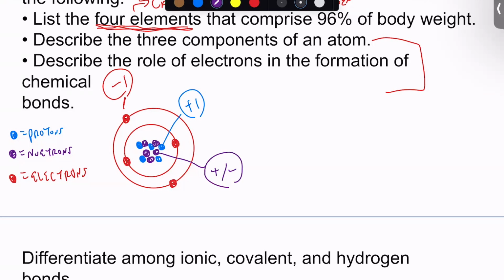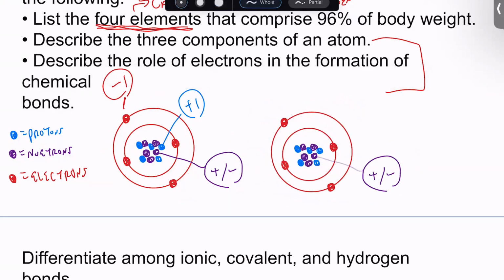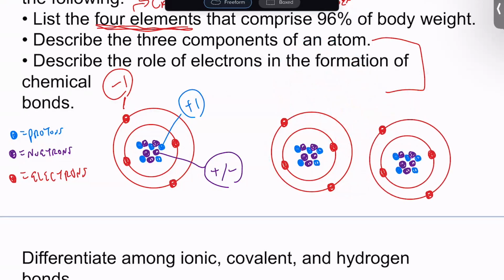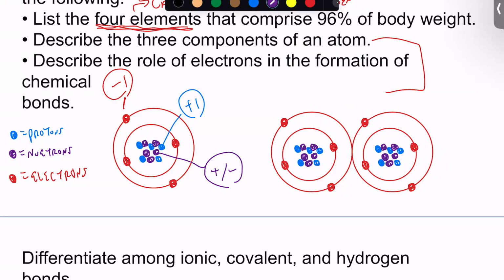And so, describe the role of electrons in the formation of chemical bonds. Whenever we have 2 atoms that come together to form a chemical bond, there's a few different ways they can do this. But we have these shells, and the electrons on the outer shell are called valence electrons. Those are the ones that really determine the chemical properties of an atom. By exchanging electrons, there's a few different ways we can do it. We're going to talk about it in this question, but that's how the bonds are formed. It's all in the electrons.